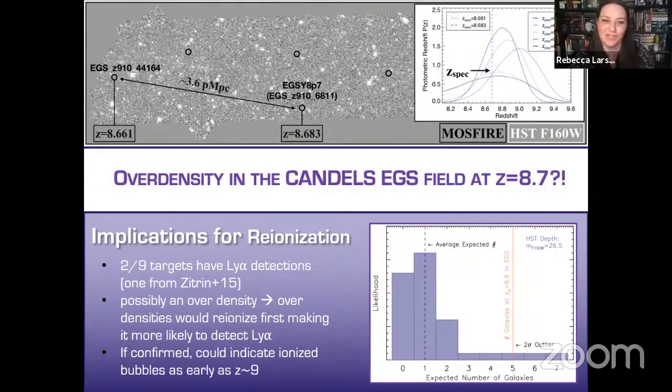We have a detection of Lyman-Alpha at redshift 8.7, and that's very exciting. But probably the more exciting part is that it's located physically really close to another object that's detected at that same redshift. If we actually look into our sample, we have what seems to be an overdensity by a factor of 5 of galaxies at redshift 8.7 in the EGS field. And so we want to know what implications that has for reionization.